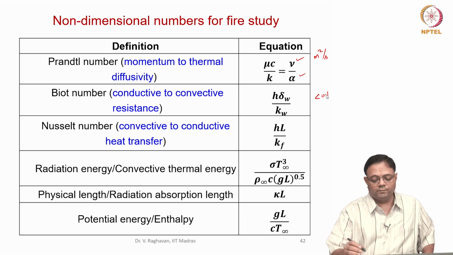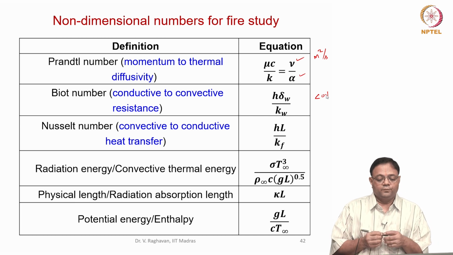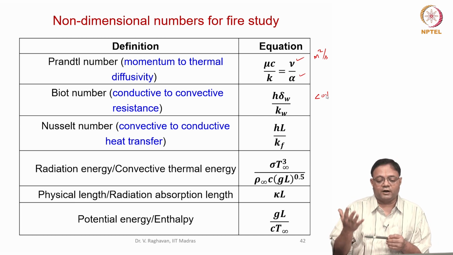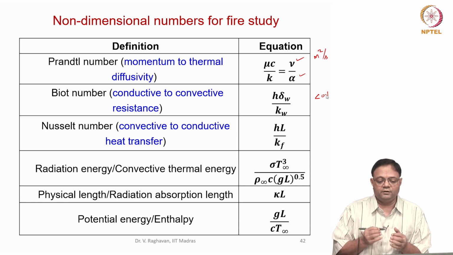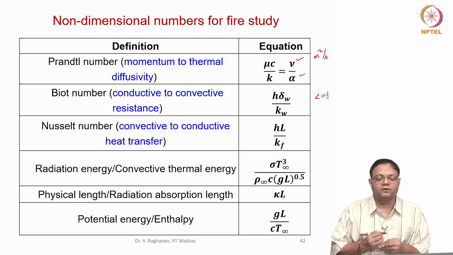Then another important number is called the Nusselt number, which is the ratio of convective heat transfer to the conductive heat transfer. Please see the difference between the Biot number and the Nusselt number.